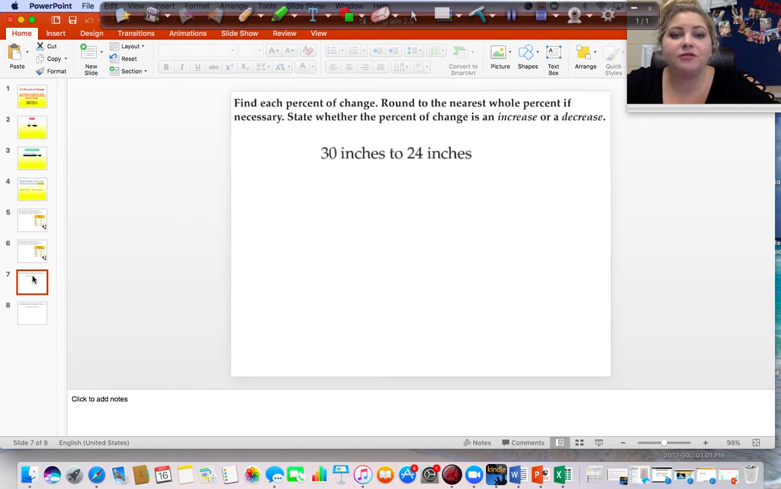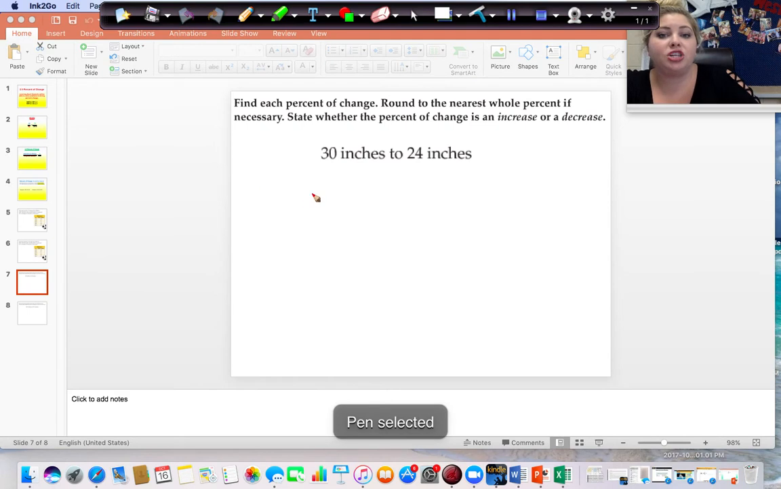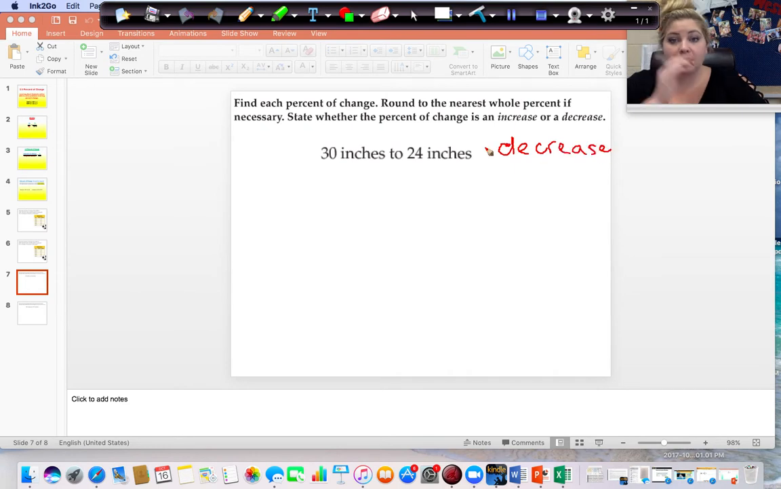Okay, it says find the percent of change, round to the nearest whole percent if necessary. State whether the percent of change is an increase or decrease. Well, we can already see that we're going from 30 to 24, and to go from 30 to 24, we have to go down, so that is decreasing. So the percent of change is a decrease. And we need to put the original amount on the bottom left, which is 30. Our 100 always goes on the bottom right. We're looking for our percent, so that x goes there above the 100 because percents always go over 100.